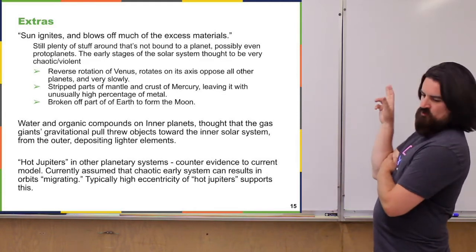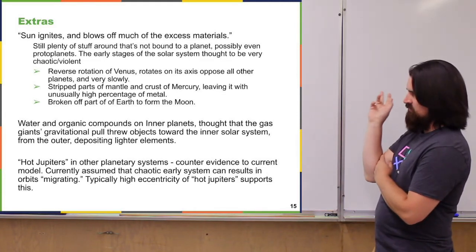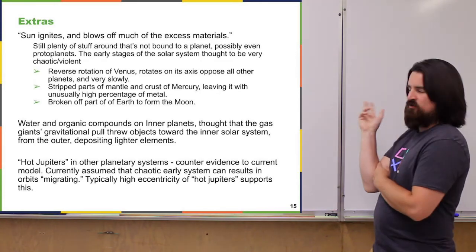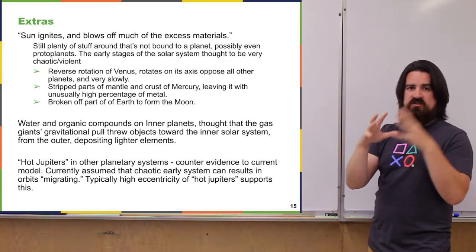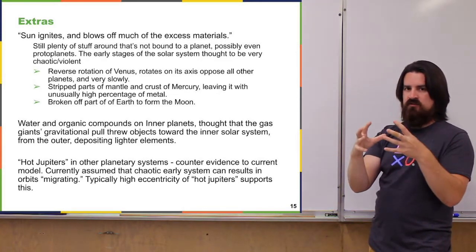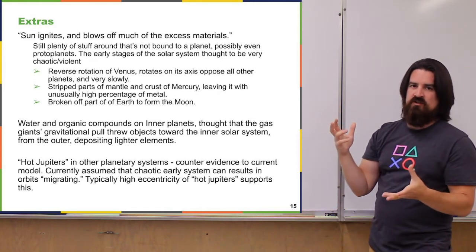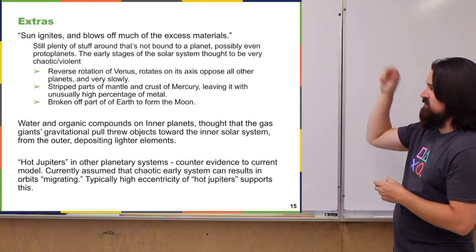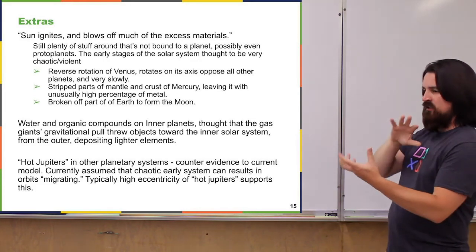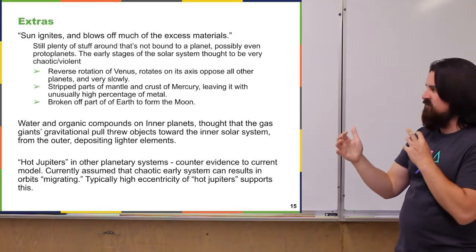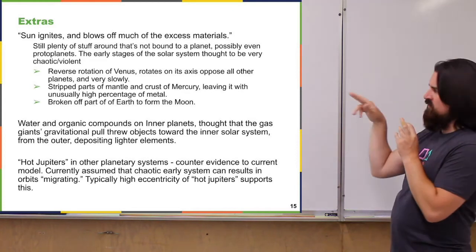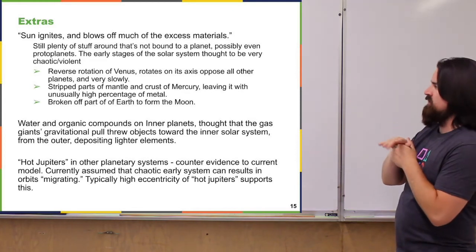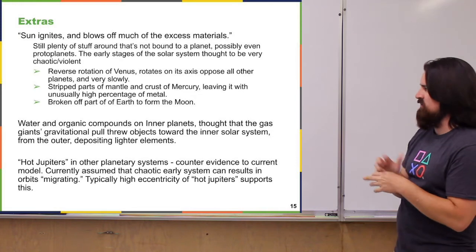We'll also see a little bit more about Mercury later. Mercury has a very high metal content. Most of the mass of Mercury is this metallic core, right? And it's just kind of odd compared to the other terrestrial planets. So it's thought that some sort of impact in the early solar system probably stripped off a lot of the crust, the outer layers of Mercury. So you're left with this really high metal content.